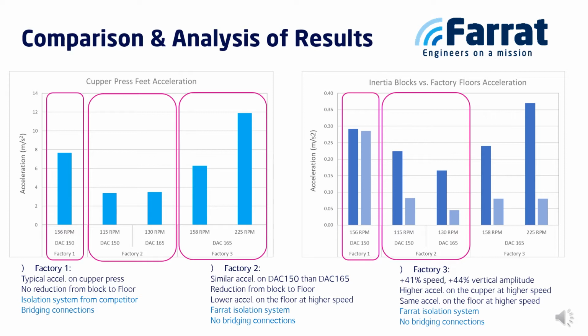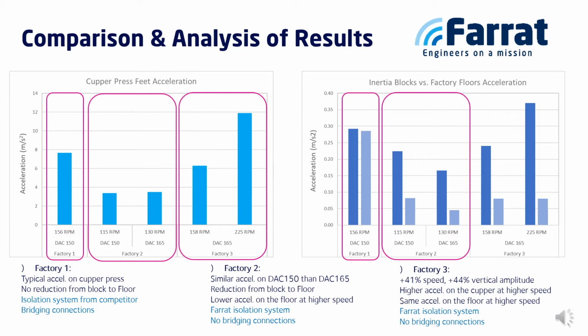This time we can observe an important reduction of the vibration from both inertia blocks to the surrounding factory floor, proving the efficiency of the Farrat isolation system used for both foundations and achieving an overall reduction percentage of 99% from the machine feet to the floor.